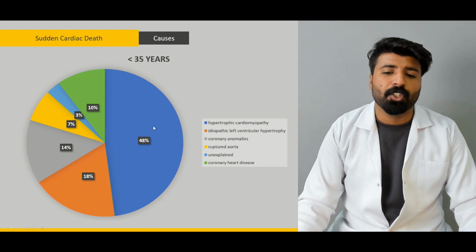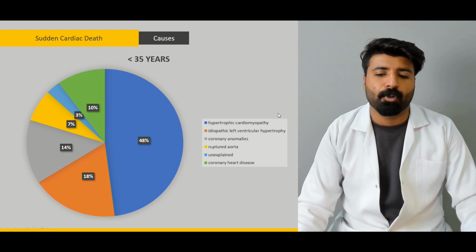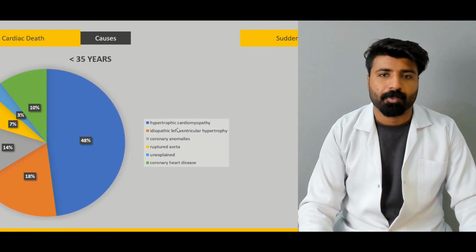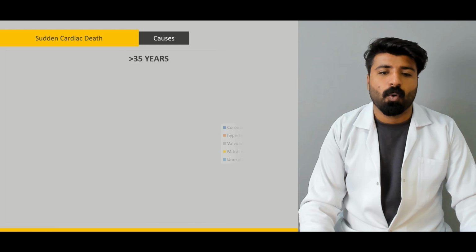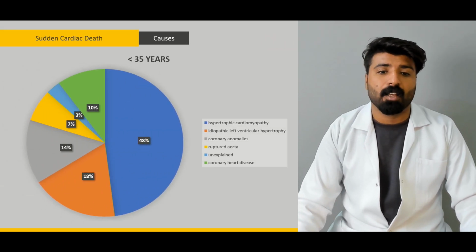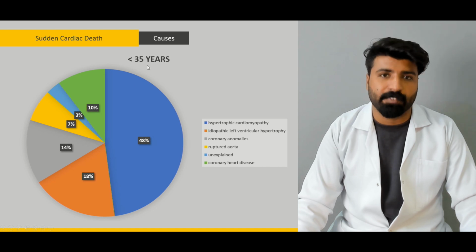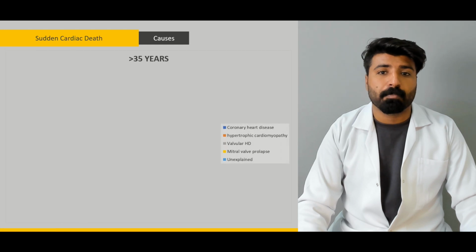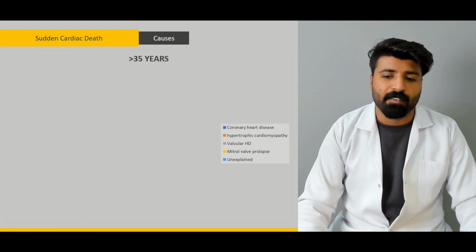So in this graph, what you have to note is that hypertrophic cardiomyopathy and left ventricular hypertrophy lead up to 65 to 70% of sudden cardiac deaths. Next on, we have those more than 35 years of age. One thing I forgot to mention is this graph is valid for patients who are under the age of 35 years. Next, we have a graph which shows patients who are over the age of 35 years.